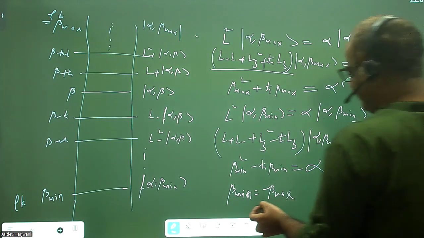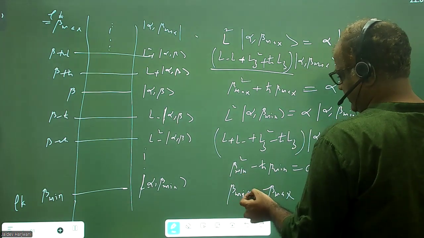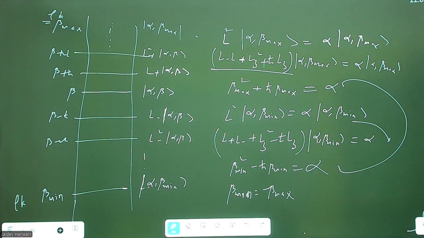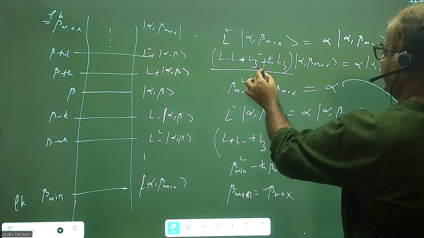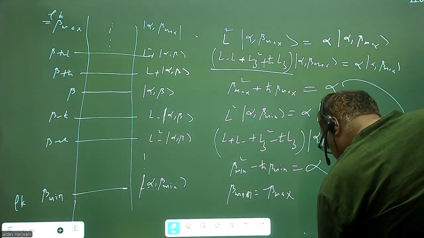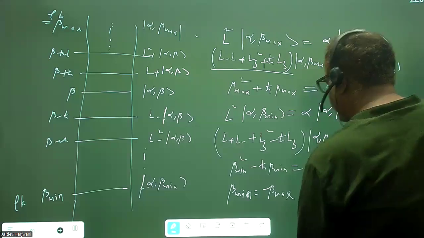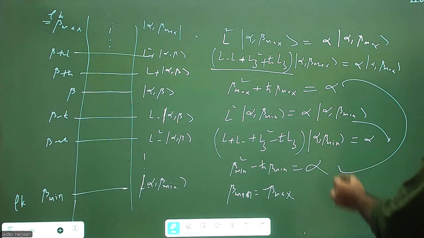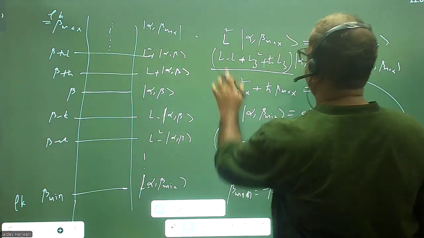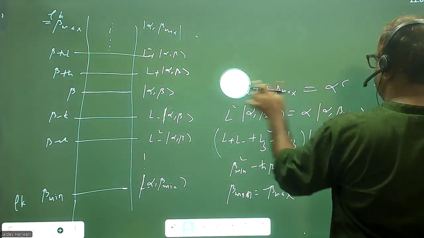So now the beta value is L h cut, and Lz will operate here. You get beta max square. Let us now find the alpha values. Beta is L h cut.